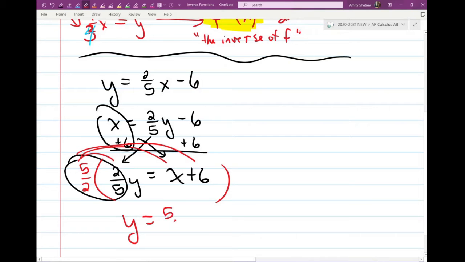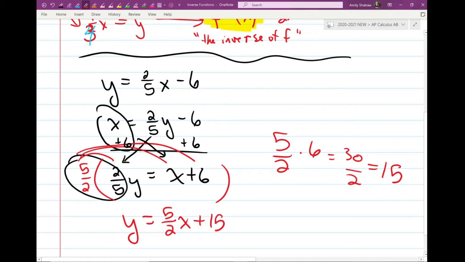So now I have 5/2 x, and then I have this unpleasant mess where I have to figure out, well, 5/2 times 6 is, and let's say that I get 30/2, which ends up being 15. Aha, there is a plus 15 here now.